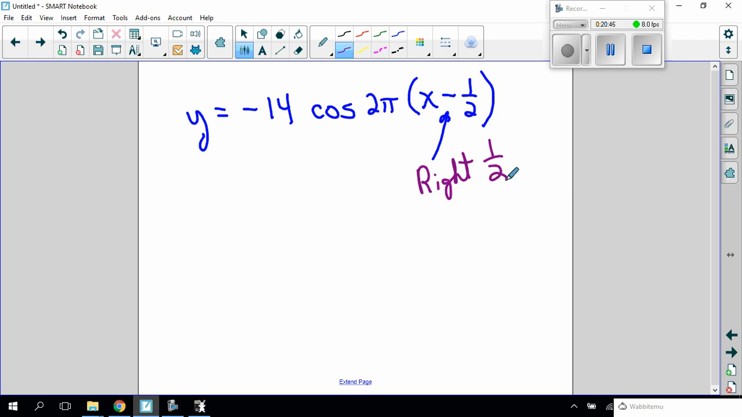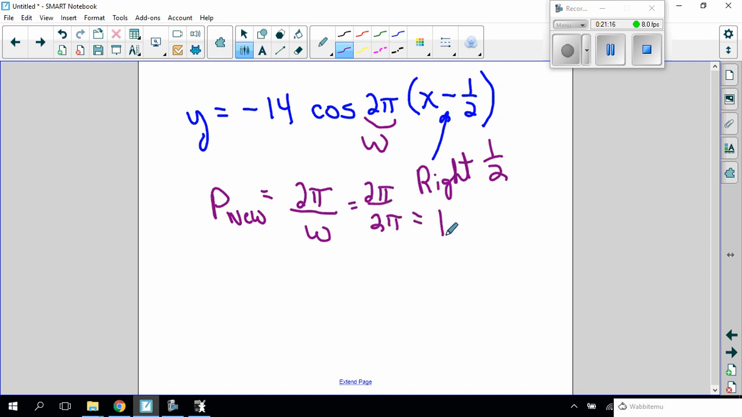Anyway, I don't care about right 1/2. I can hire like a third grader to shift a graph 1/2 for me, so let's not worry about that piece. That is the omega. And period, if it's pi, I'm going with radians, and I traditionally graph in radians unless forced to graph in degrees. Anyway, it's 2 pi over omega, the formula, so it's 2 pi over 2 pi, which is 1. The negative is a V flip, and the vertical scale is 14.